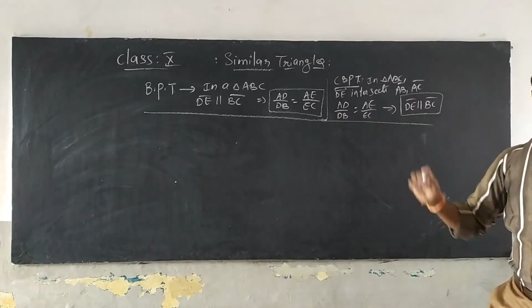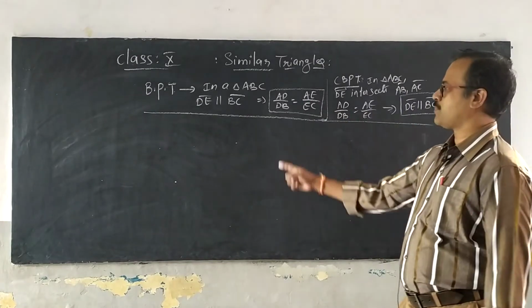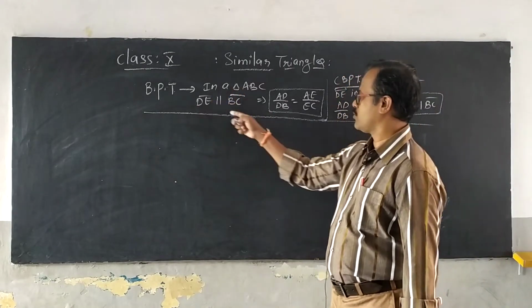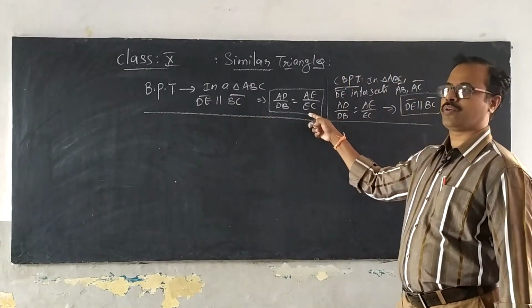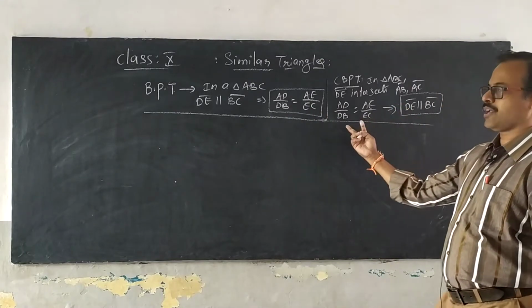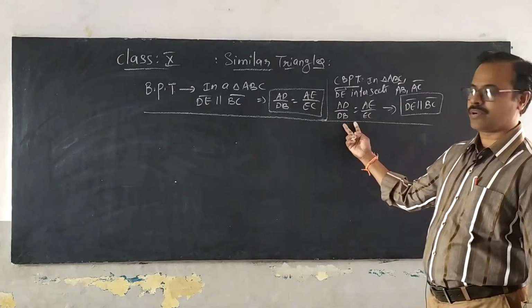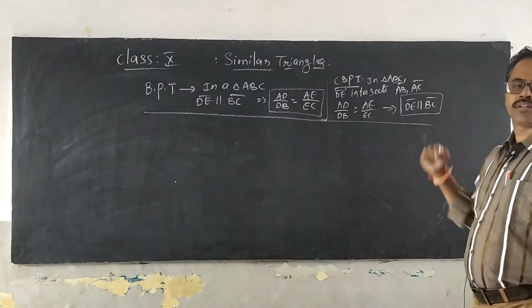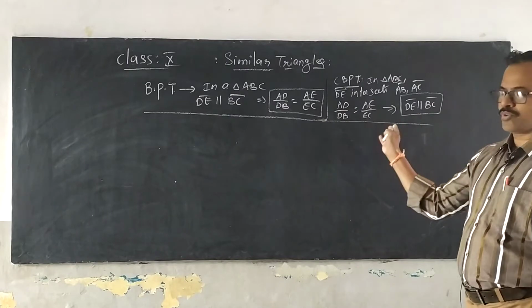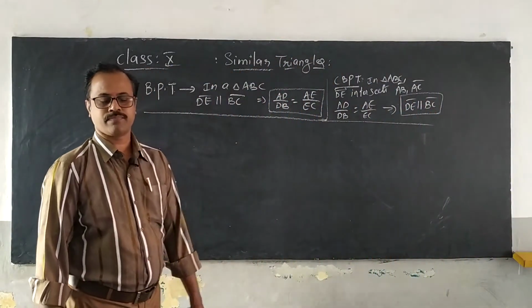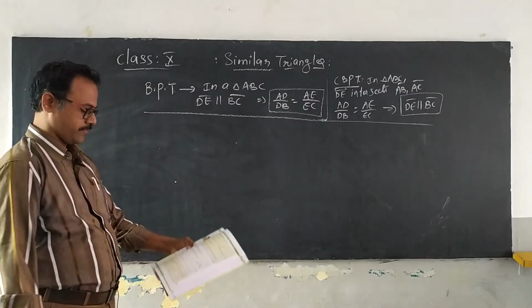You observe these two theorems. In the basic proportionality theorem, if the line is parallel, then the ratios of the corresponding sides are equal, and in the converse, if the ratios of the corresponding sides are equal, then the dividing line is parallel to the third side. So these two are the most important statements that you have to keep in your brains. Is it clear? Very good.